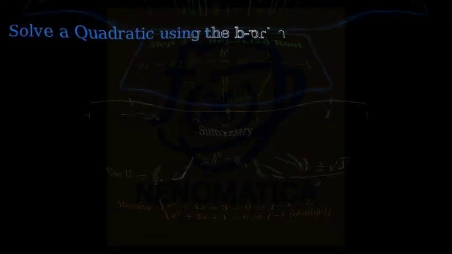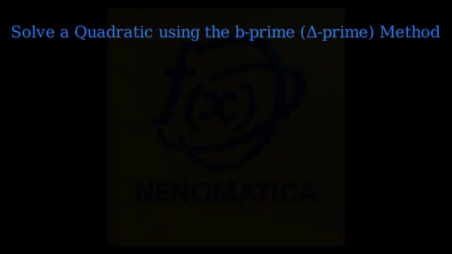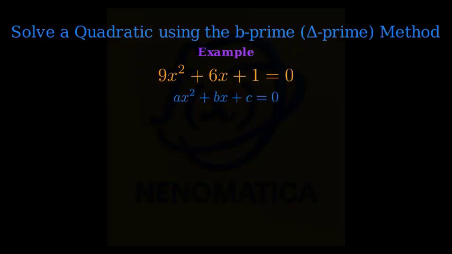In this lesson, we'll solve a quadratic using the b prime method. Our example has a discriminant equal to 0, so we will get a double root. First, the example. Then we will write the problem clearly. Step 1. Identify the coefficients in standard form and compute b prime. Standard form is ax squared plus bx plus c equals 0.